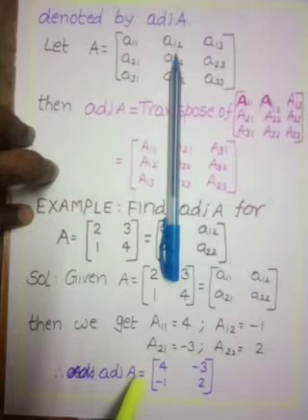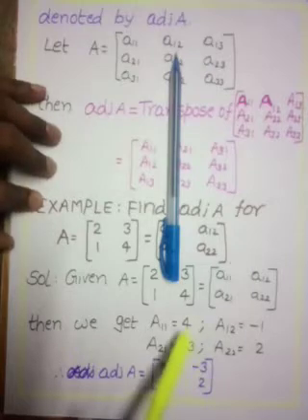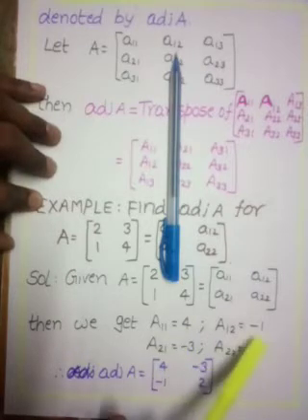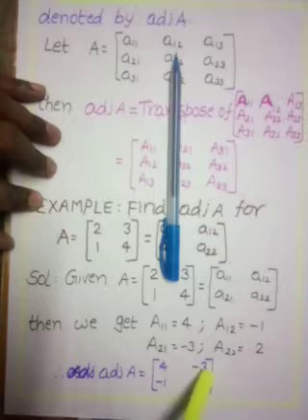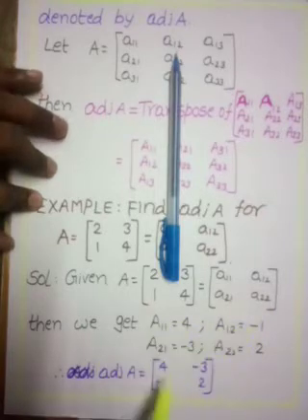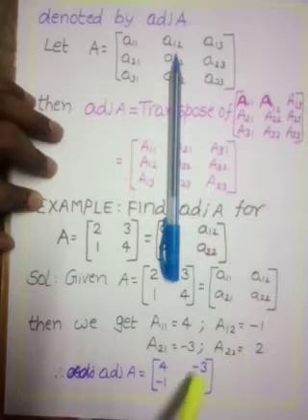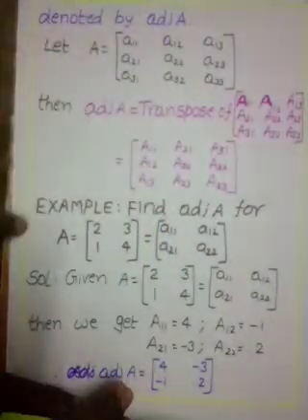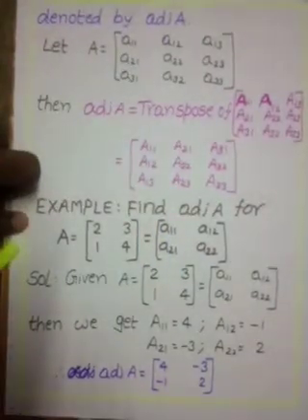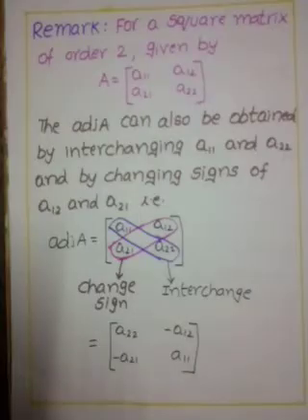So adjoint A is equal to, we write this one, 4, and this 4 and minus 1 in this row in the first column. These two are in the second row. We write these two as a second column: minus 3, 2. Understood, my dear children, how to find adjoint of a 2 by 2 matrix.